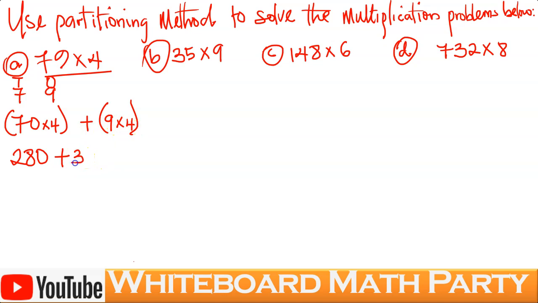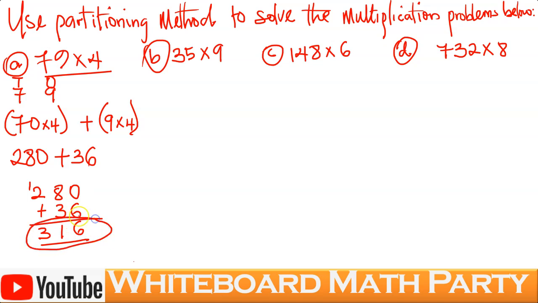And the next thing to do is to multiply 9 by 4. That is 36. So all we need to do is to add 280 to 36. So I'm going to add both of these numbers, and that will give me my final answer. If I add 0 and 6, that is going to give me a 6. 8 and 3 will give me 11. 1 is going to come here, so that 1 plus 2 will be 3. So when I multiply 79 by 4, my answer is 316. Easy peasy, lemon squeezy.